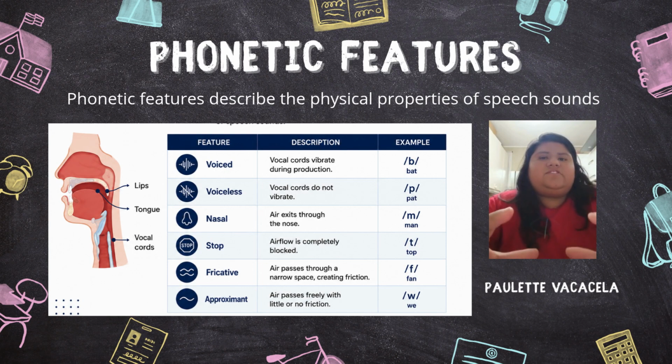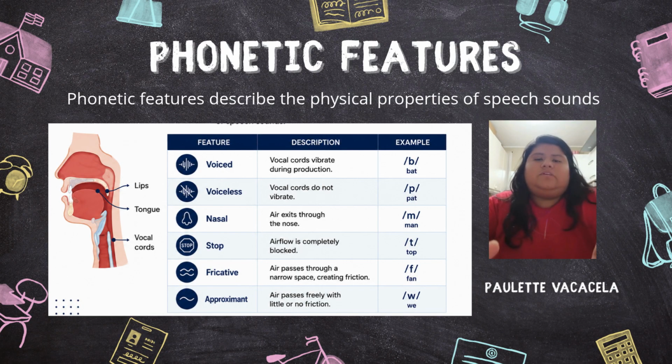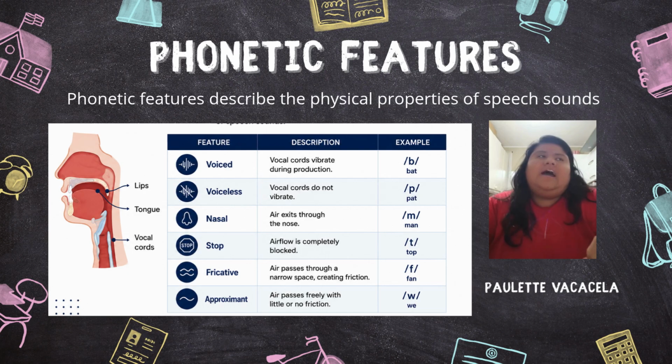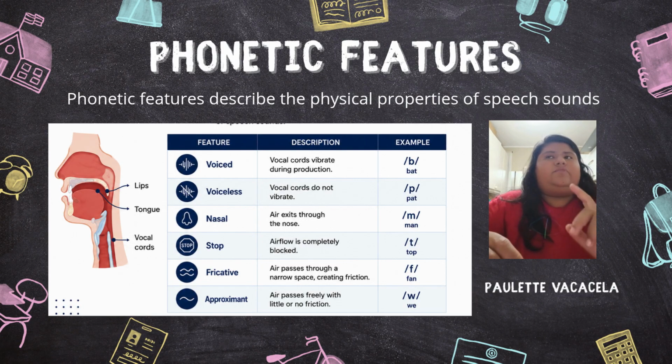Okay, so the next topic is phonetic features. They are physical characteristics that describe how speech sounds are produced. One important feature is voicing. A sound is voiced when the vocal cords vibrate, like B. A sound is voiceless when they do not vibrate, like P. Another feature is nasality, because nasal sounds such as M are produced when the air passes through the nose.